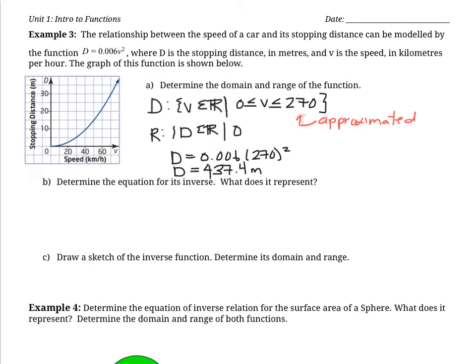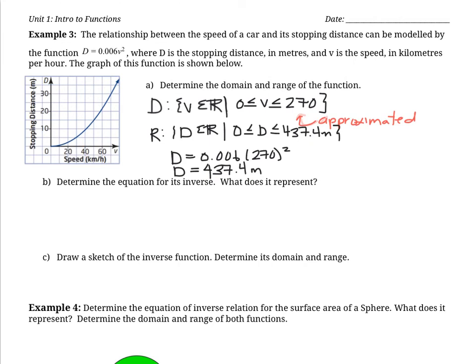So based on our approximation of what our maximum is, again, if you had this question on an assessment where you couldn't use the internet, you're just going to approximate it. What's a reasonable answer? This is a pretty crazy answer, but we have some research to support it. So the stopping distance can be any element of all real numbers. The smallest it can be is 0. The biggest it can be is 437.4 meters. So there's our domain and range of this guy.